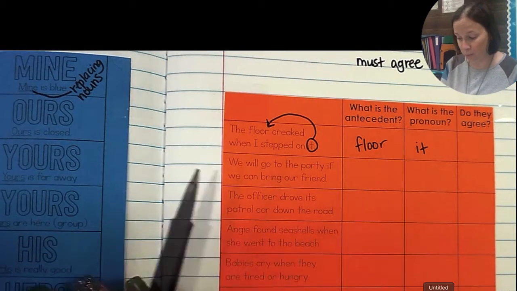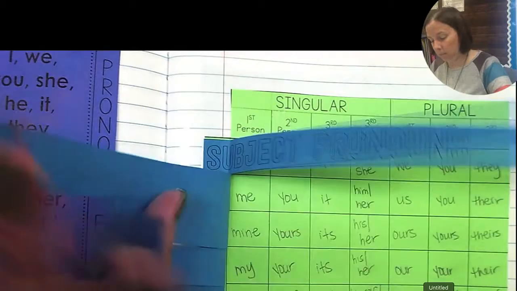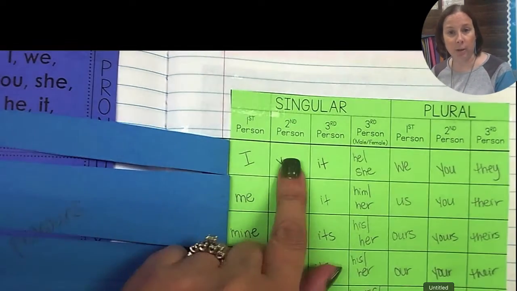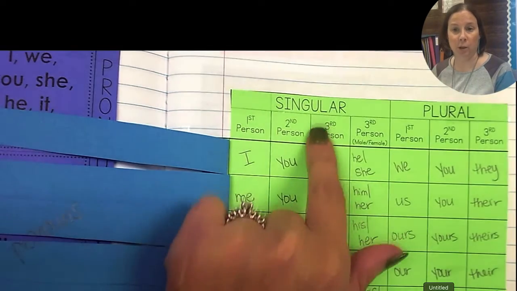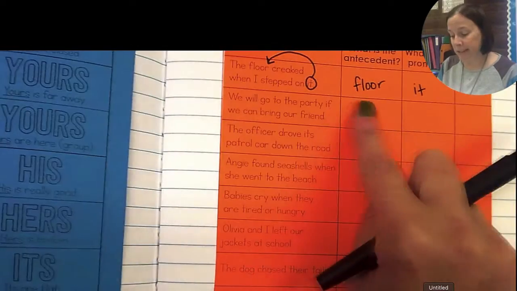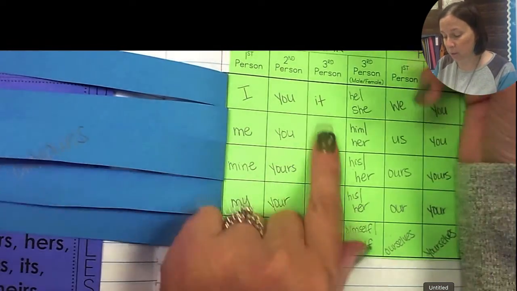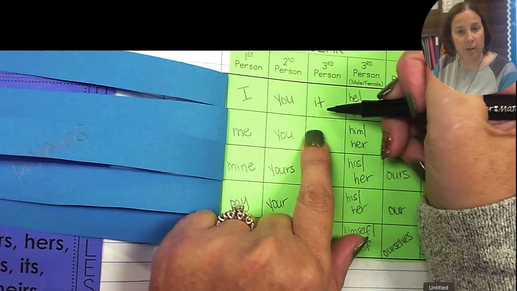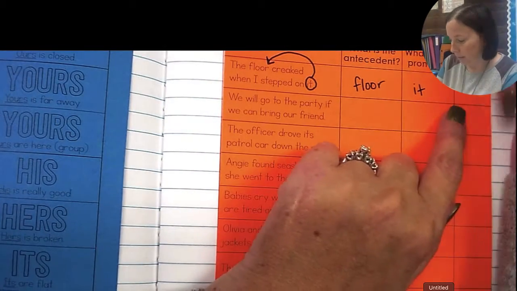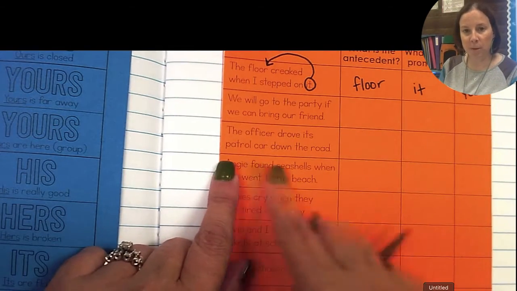So floor is obviously not a person, so you're not going to use first person or second person. It's going to be a third person object. And then how many is there? We're just talking about one, so that means it's singular. So it's third person singular. Therefore, it needs to be an it. So does it agree? Yes. I want us to drop down to number 3.